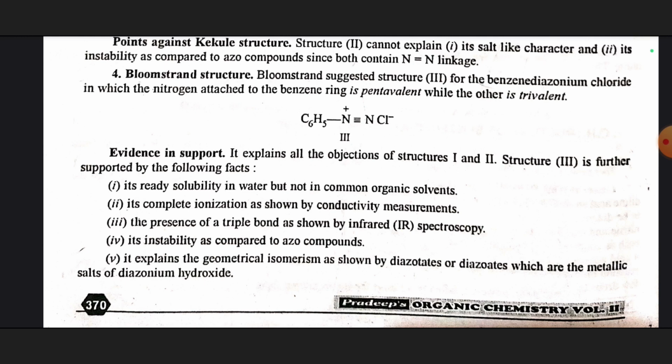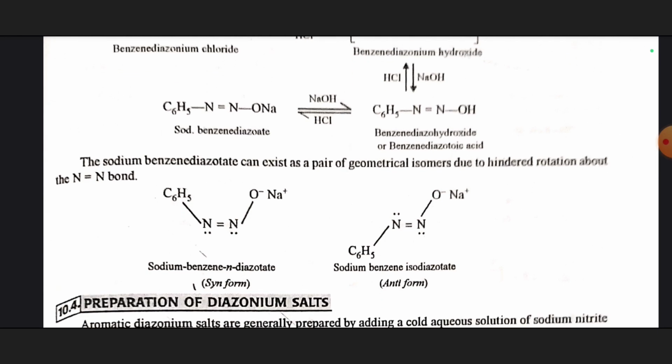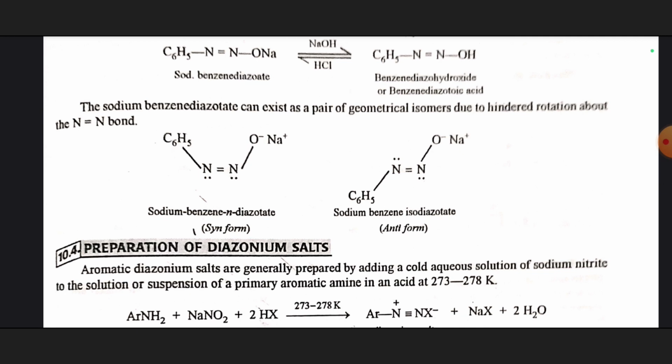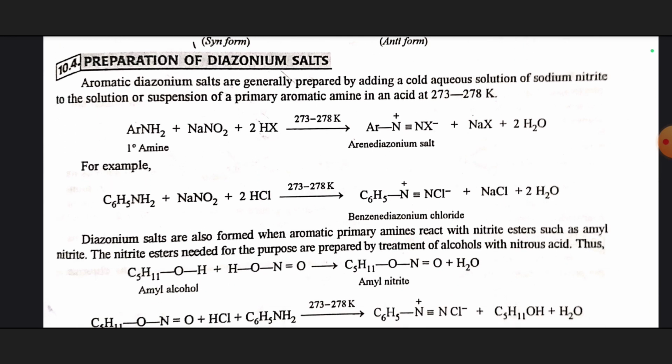Fifth, it explains the geometrical isomerism shown by diazotates or diazoates, which are the metallic salts of diazonium hydroxide. The sodium benzene diazoate can exist as a pair of geometrical isomers due to hindered rotation about the nitrogen-nitrogen double bond. 10.4 Preparation of diazonium salt.